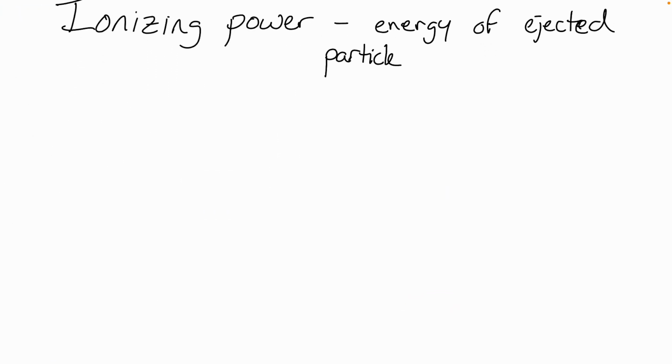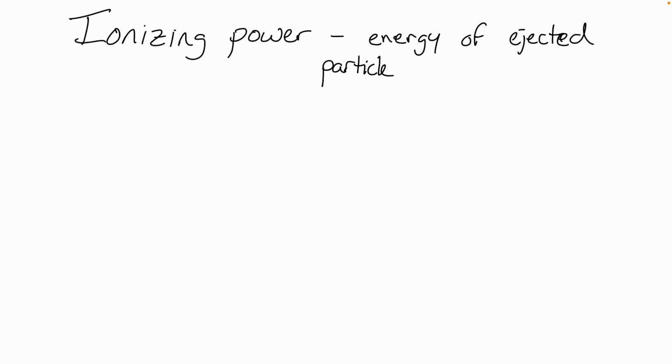Okay, so where am I? My ionizing power of my ejected particle, it turns out that this is proportional to the mass that that particle has, where an alpha particle has the greatest ionizing power, followed by a beta particle, followed by a gamma ray.